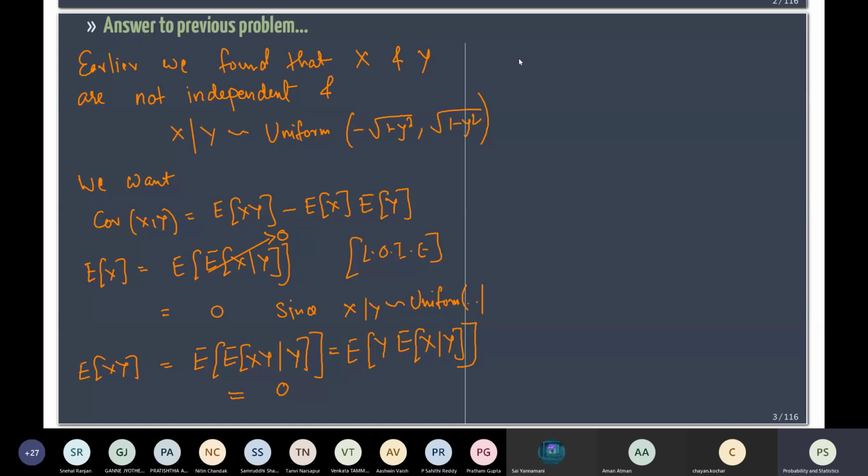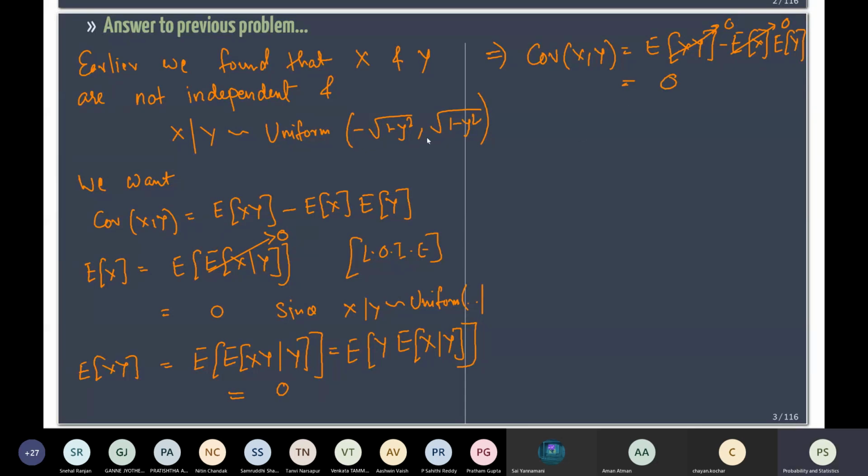Okay, so this implies that the covariance of XY, which is the expectation of XY minus the expectation of X times the expectation of Y. So this is 0, and the expectation of X is 0, so we don't care about Y, even though we did not find out about Y. So this turned out to be 0.